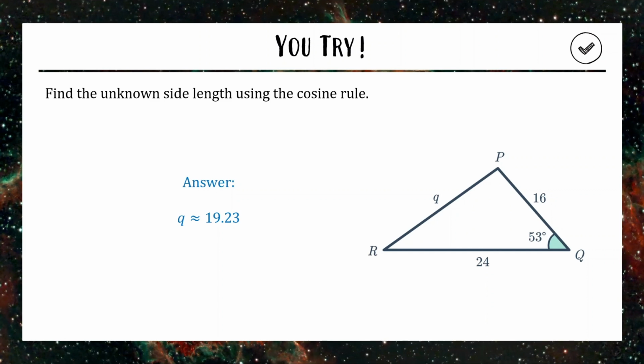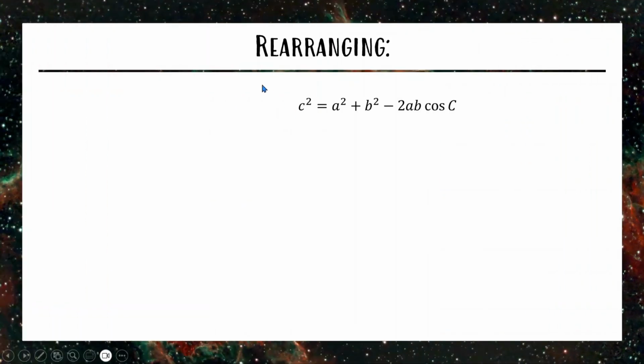Okay, now we're going to take our cosine rule and I'm going to show you how to use it to find an unknown angle. So before we do that, we're going to have to rearrange our formula a bit. Here is our cosine rule from before. We are going to rearrange this equation to get the cos C by itself, turned into a more usable form for finding unknown angles.